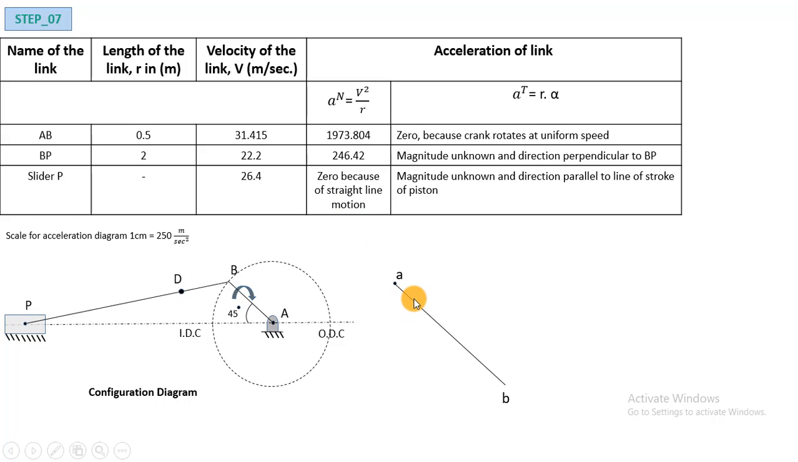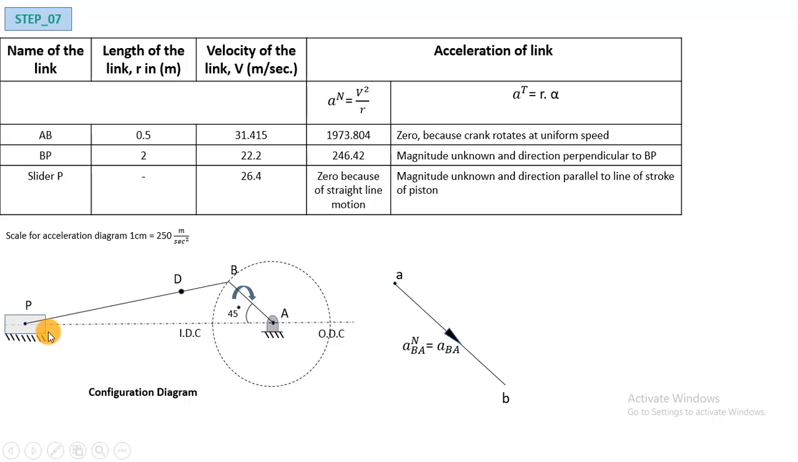So this vector represents the normal component of acceleration of the link AB, and its tangential component of acceleration is 0 because AB is rotating at uniform speed. As the tangential component is 0, the total acceleration will be equal to the normal component of acceleration. Now we have the locations of point A and point B, so with respect to this, we can construct the acceleration diagram further.